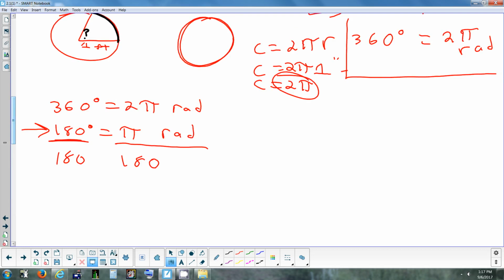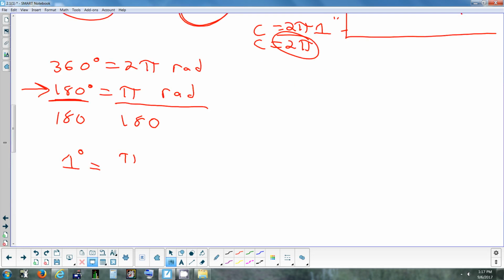180 degrees divided by 180 leaves me with 1, and I still have the degree symbol from the top. 1 degree equals pi over 180 radians. Now, let's say I didn't want to know 1 degree. I wanted to know 2 degrees. What could I multiply each side by to change that 1 into a 2? Just multiply it by 2.